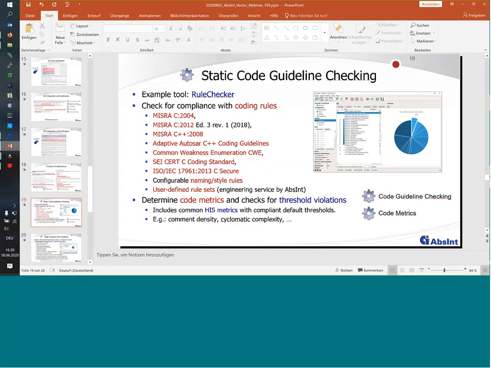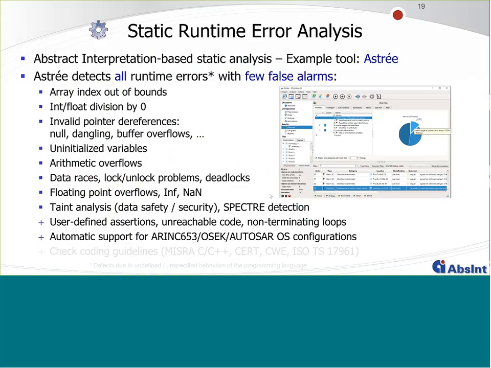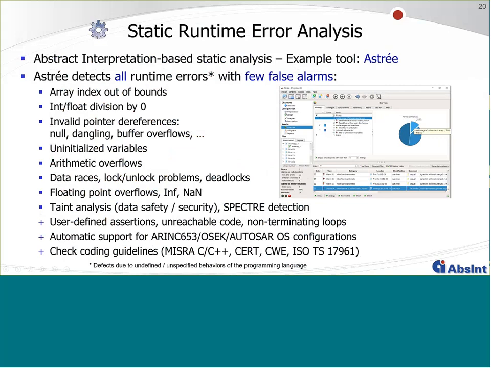All right, so let's move on from code guideline checking to the deep semantical analysis, targeting runtime errors. Here our tool to do this is called Astrée, which is a sound abstract interpretation-based tool, which means that it will detect all runtime errors, and it will be precise so the false alarm rate is low. Runtime error here means defects due to undefined or unspecified behaviors of the programming language.